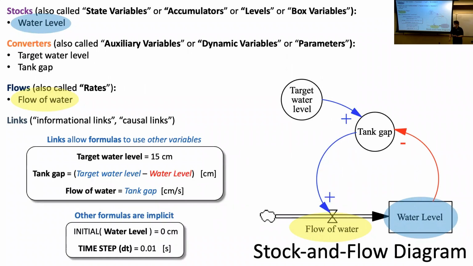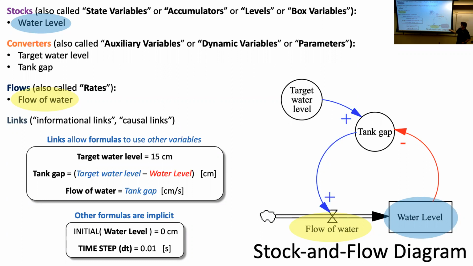The other thing we have to worry about whenever we have a stock and flow is not only the formula that goes into the flow, but also the initial condition of the water level. We are simulating the toilet after it's been flushed, so the water level is at the bottom of the tank, so it has a water level of 0. So inside here, there's going to be an initial condition equal to 0.